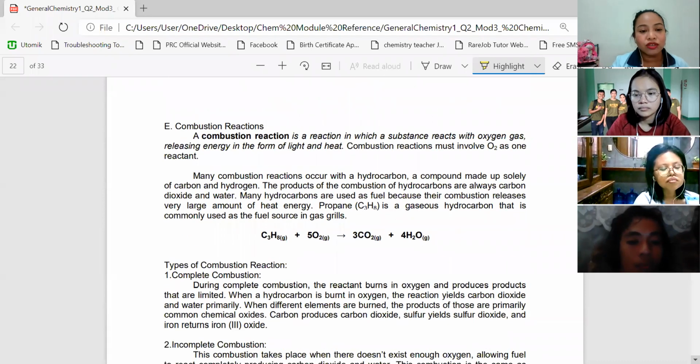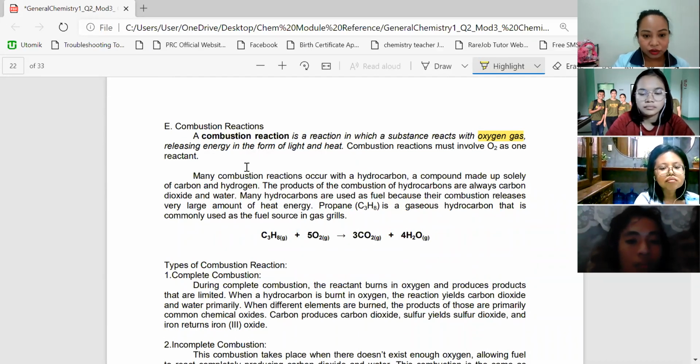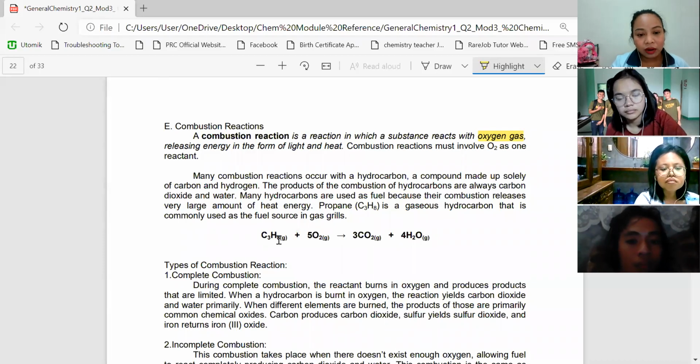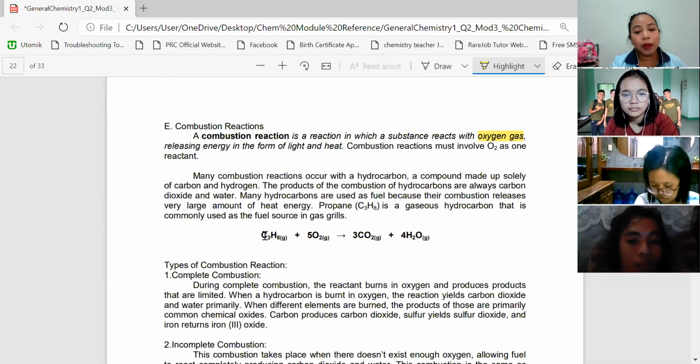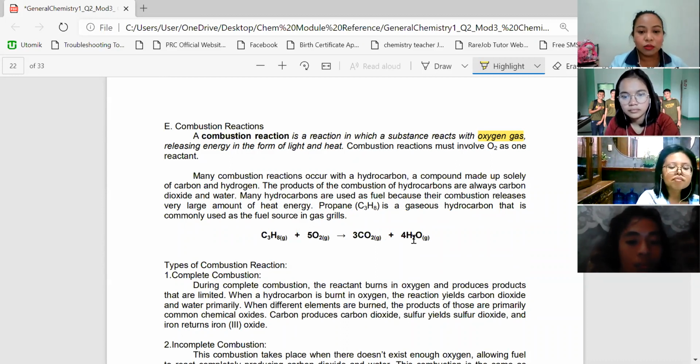Now, we have combustion reaction. A combustion reaction is a reaction in which a substance reacts with oxygen gas. So, any substance that reacts with oxygen gas, sa iyahang reactant present ang oxygen gas, we call it as combustion reaction. So example, we have here propane. Propane plus oxygen gas yields carbon dioxide and water. So this is what we call burning.